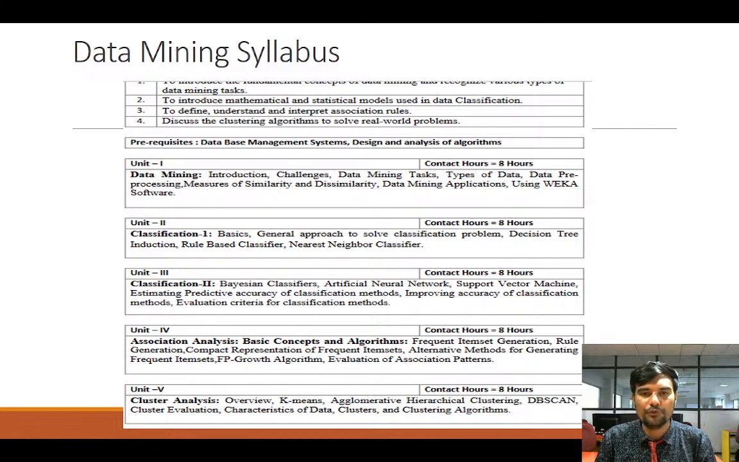Even if you do not have the prerequisites for this subject, I'll cover the basics of what a database management system is and what an algorithm is. Then I'll start with the introduction to data mining, and then classification, association analysis, and cluster analysis. This is the overall introductory part of the data mining syllabus.